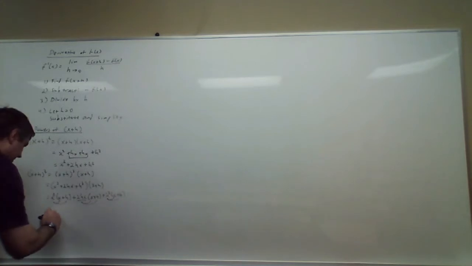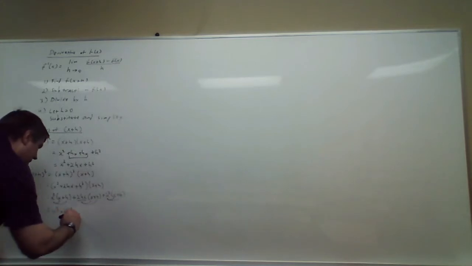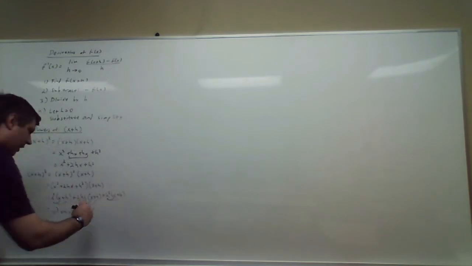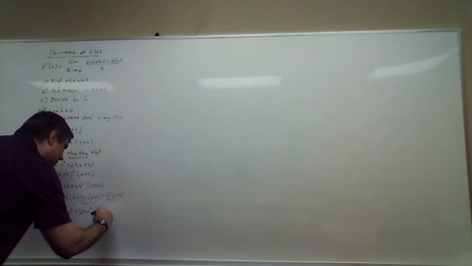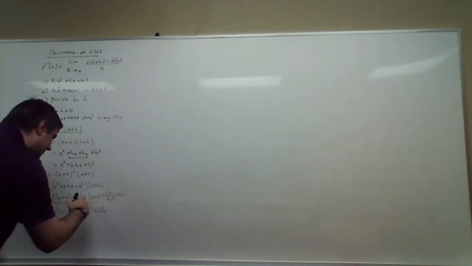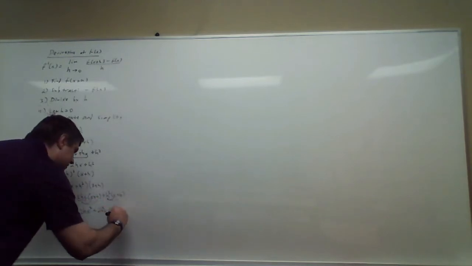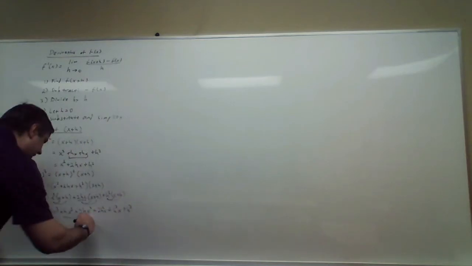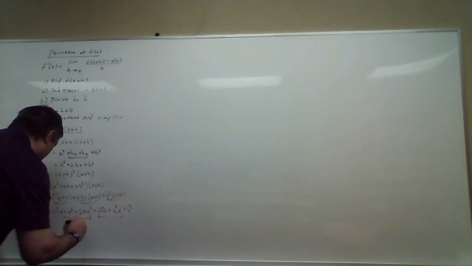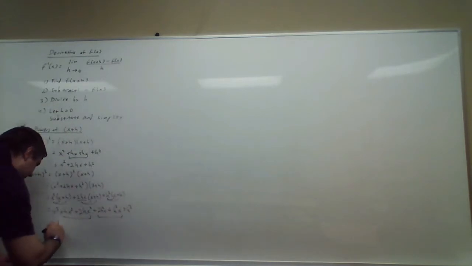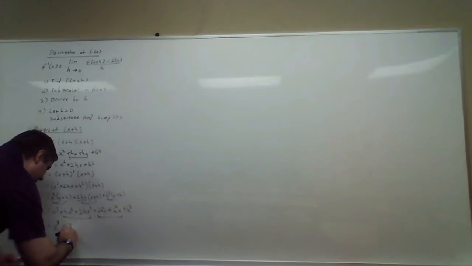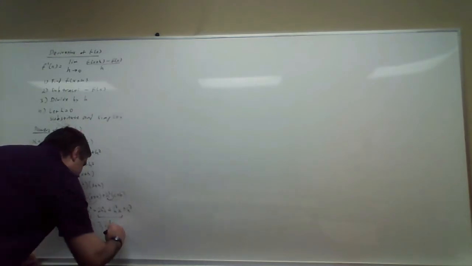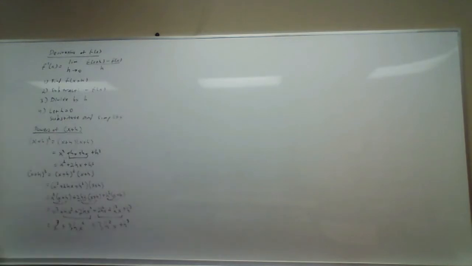And we have x cubed plus hx squared plus 2hx squared plus 2h squared x plus h squared x plus h cubed. Okay? Now we're going to distribute these. So we have x cubed plus 3hx squared plus 3h squared x plus h cubed. Okay?